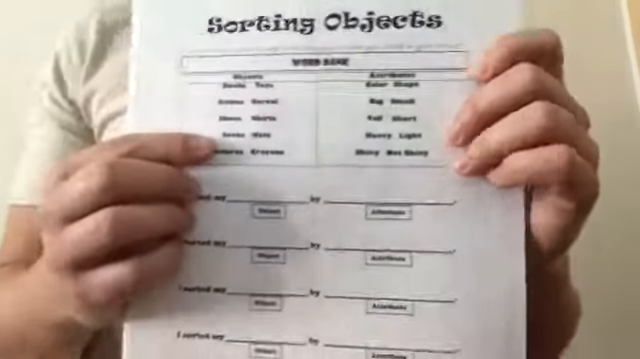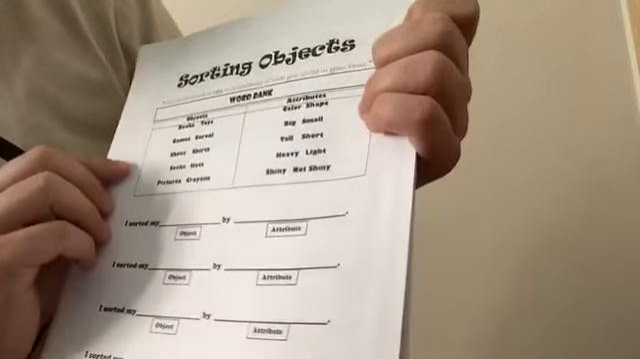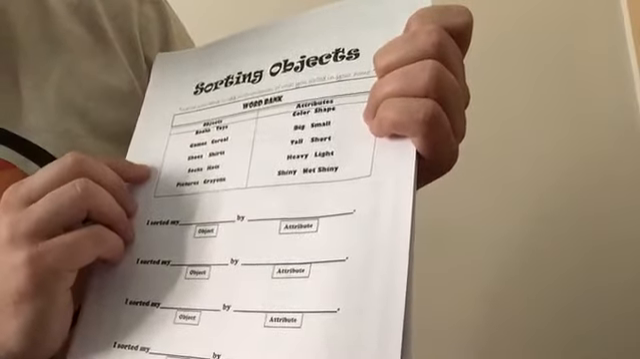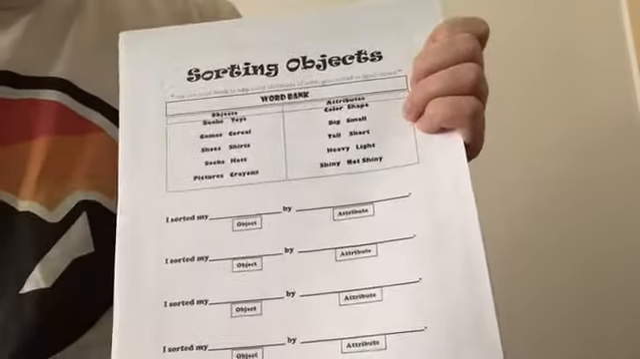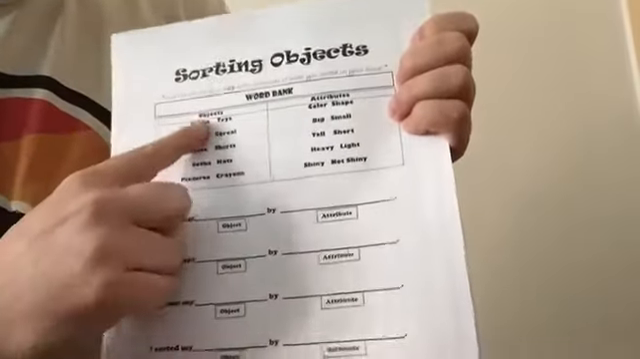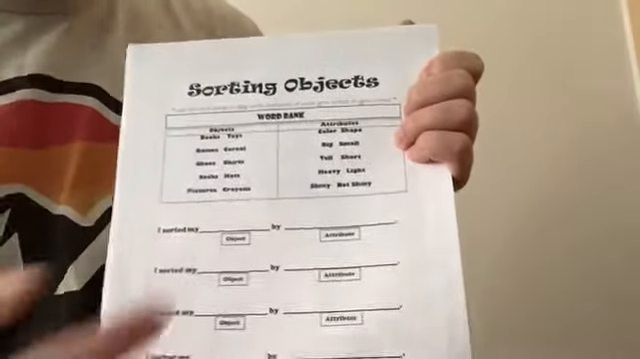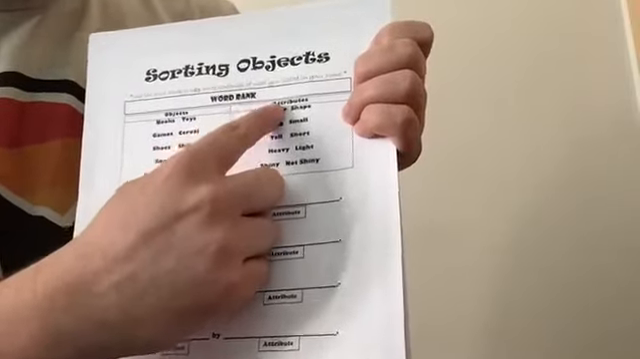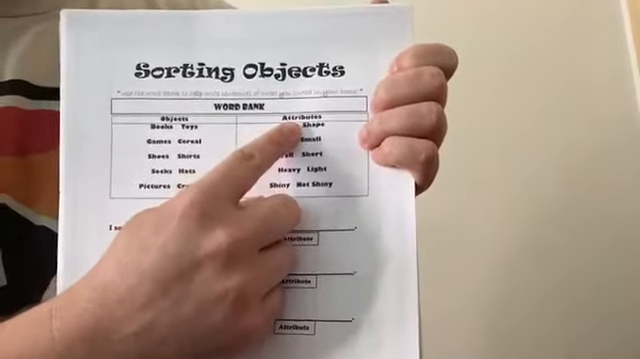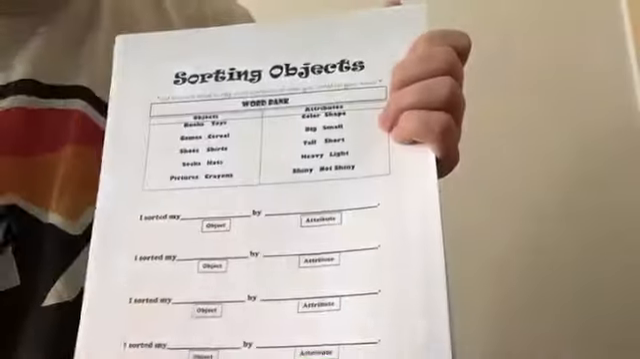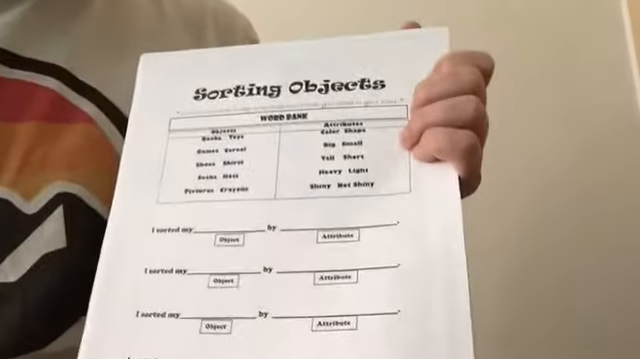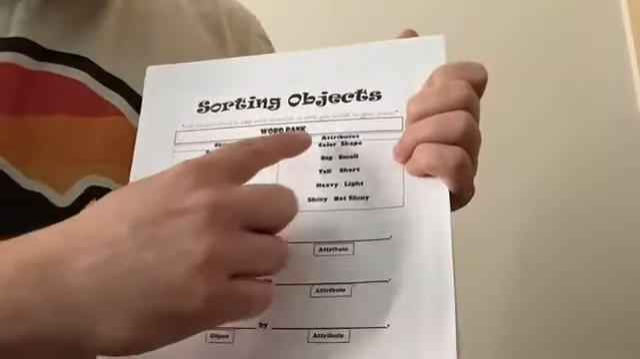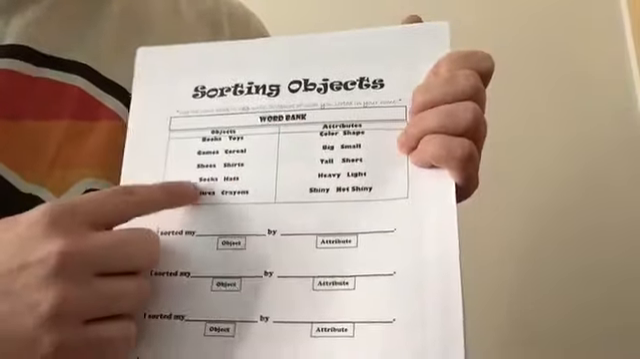It says sorting objects. Use the word bank to help write sentences of what you sorted in your home. In the word bank, there are two spots. One is something called the object, something in your home. The next is a word called attributes. Can you say that word with me? Attributes. We learned about this long time ago when we practiced our sorting, but this is a great review. How did I sort my object?